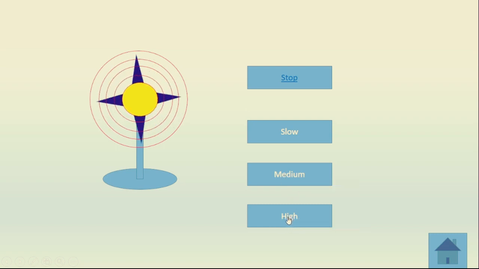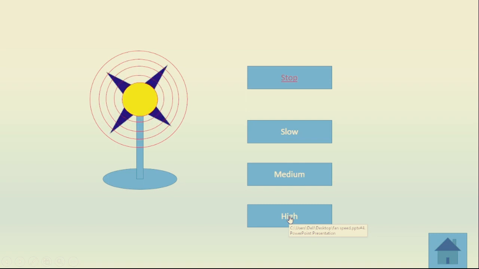And if you want high, click here for high. If you want slow once again, it depends on you what speed you want. After you click on high, it will be high, and if you click on stop, it will stop. Or suppose you click on medium here, now it is in medium position. When you click on slow, it will be in slow position. If you click on high, it is in high position.